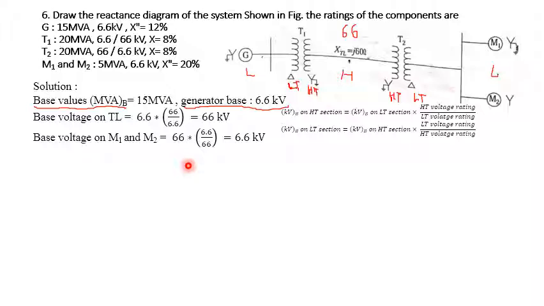Just remember the value I got, the new value. The kV base voltage on the LT section is equal to the kV base on the ST section. What is the new value we got? It is 66. This 66 you have to consider here. It is 66 into the LT voltage rating. The LT voltage rating of transformer T2 is 6.6, and the ST rating of the transformer is 66. 6.6 divided by 66, we will get 6.6.